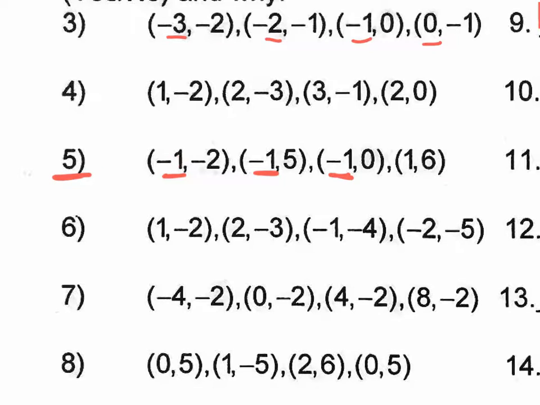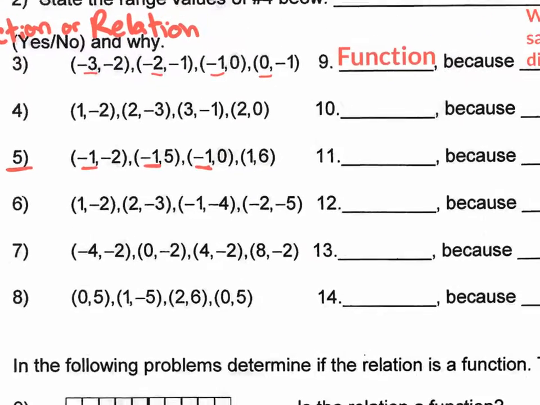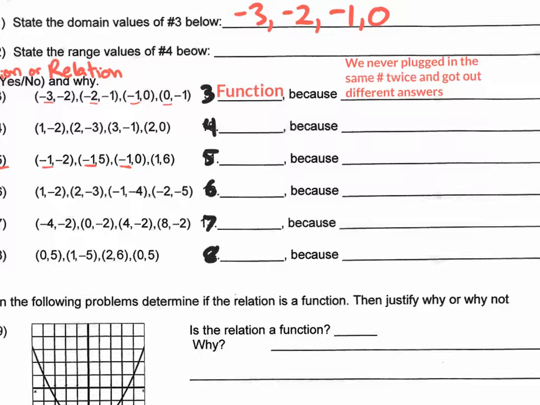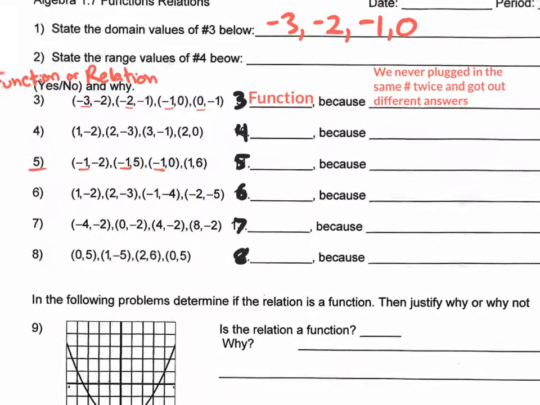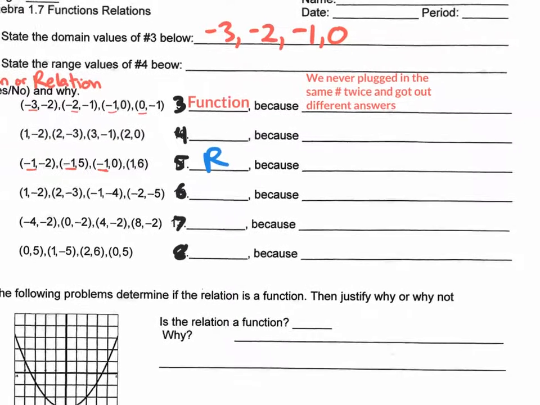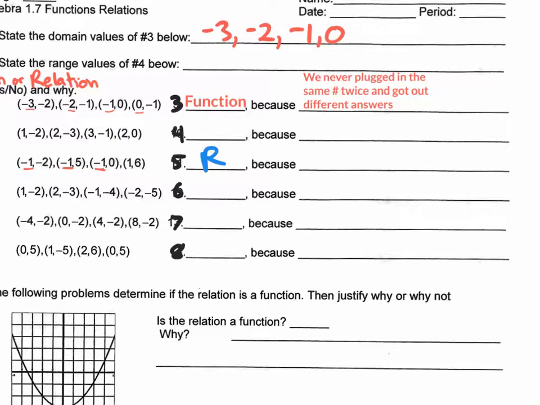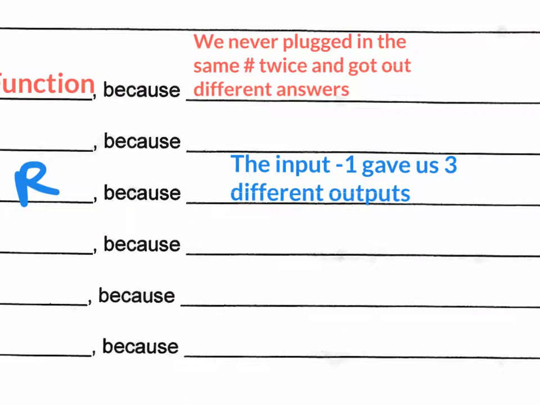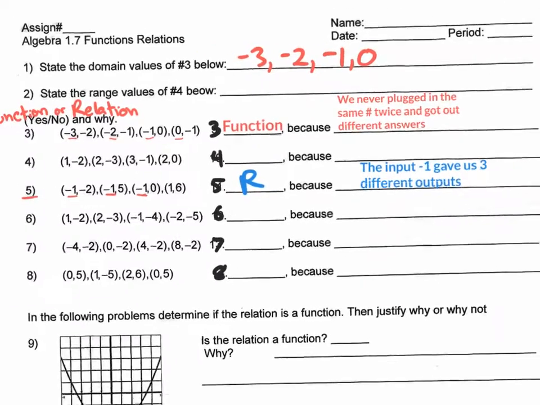You plugged in a -1, you got out a -2. You plugged in a -1, you got out a 5. Plugged in a -1, got out a 0. So number 5 is a relation. I apologize, I messed up on these numbers. But anyway, number 5 is just a relation. I want to put R. And why is it just a relation? Because the input -1 gave us 3 different outputs. That means the machine's broken, so it's just a relation.